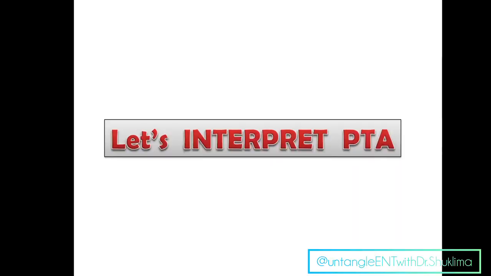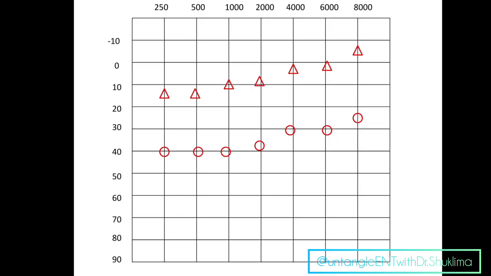So now we will learn how to interpret the pure tone audiogram based on our gained knowledge. See this first chart, what we can see. First, the color is red, therefore it is of the right ear. Secondly, see it is a circle, and circle is for air conduction. The air conduction is around an average of 40 decibel, which is mild hearing loss.